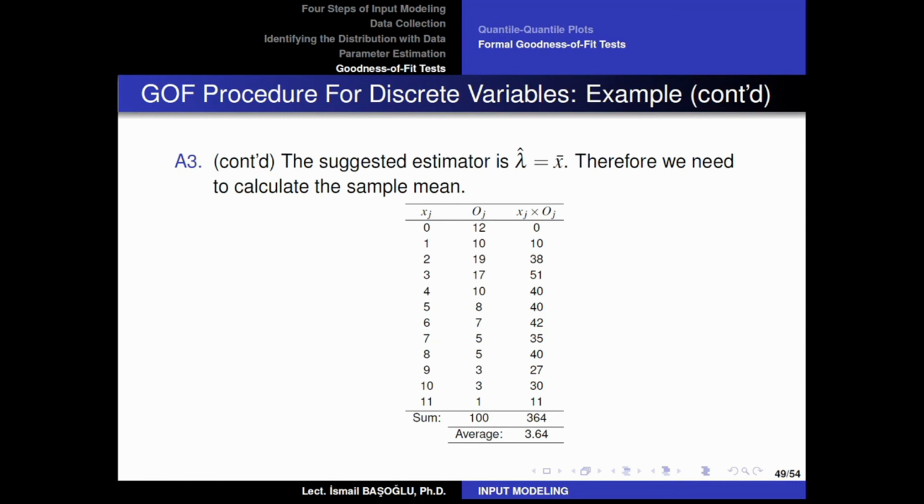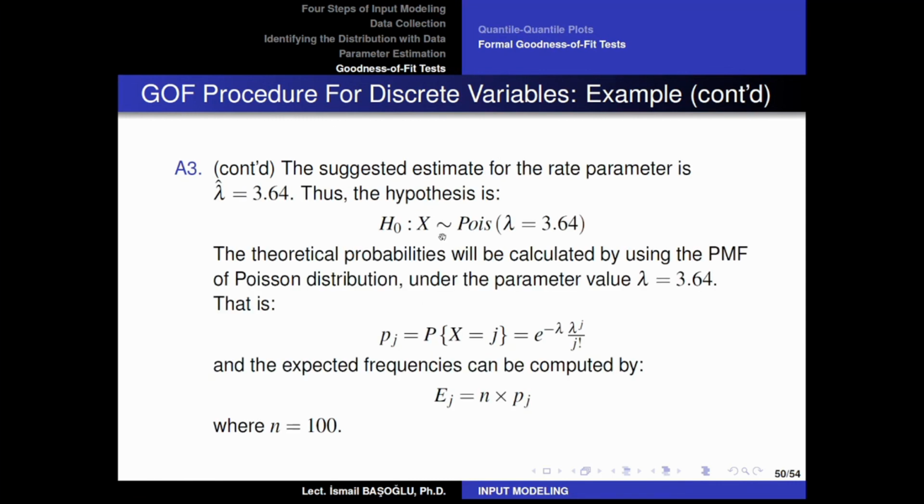Okay? So my hypothesis is this: my sample follows a Poisson distribution with rate parameter 3.64. Now, if I want to perform my hypothesis test, first I need to calculate the theoretical probabilities under this parameter setting using the probability mass function of the Poisson distribution. After calculating these probabilities, I multiply them by 100 because my sample size is 100. So I determine the expected frequencies coming from the theoretical distribution indicated in the null hypothesis.